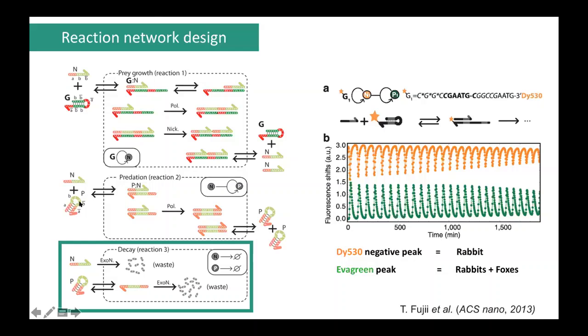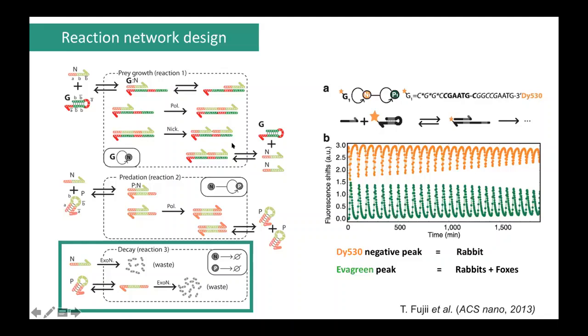The predation, so a fox is like an extended rabbit. And because you have complementary sequences, the rabbit binds to the fox, it is extended, but there is no site for the nickase to cut, so it stays like that. And what happens is that you create a new fox. So basically a rabbit with an extra head is a fox. And then you have the decay where polymerized strands are just destroyed into bits.